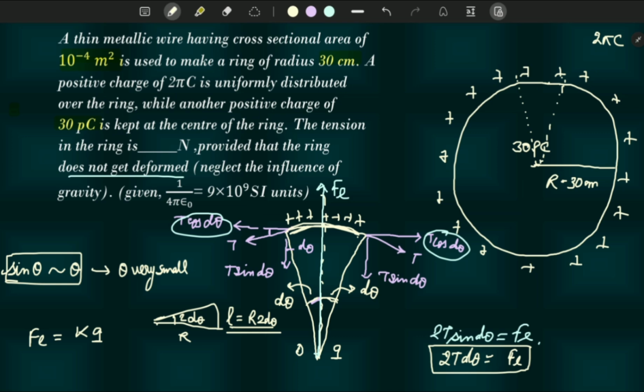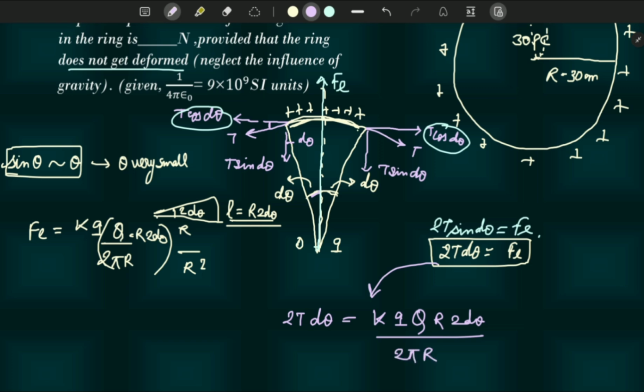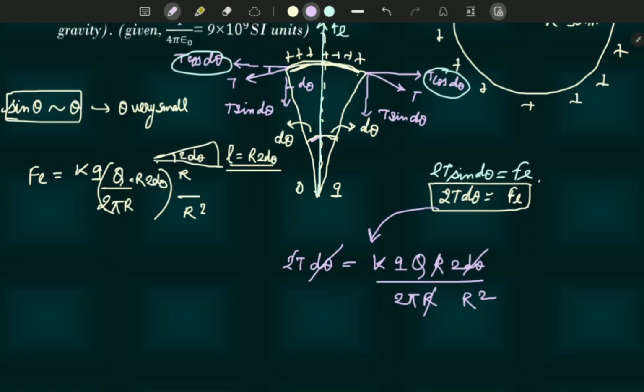So the charge on this arc will be total charge Q divided by total arc 2 pi r circumference, into r 2d theta. This is our charge. And this is k q1 q2 and whole divided by r square. So this is our electrostatic force. Now I will make use of this equation over here. So 2T d theta is equal to k small q capital Q r 2d theta divided by 2 pi r into r square, and simply cancel d theta from both sides. Here r gets cancelled, here 2 also gets cancelled from both sides.